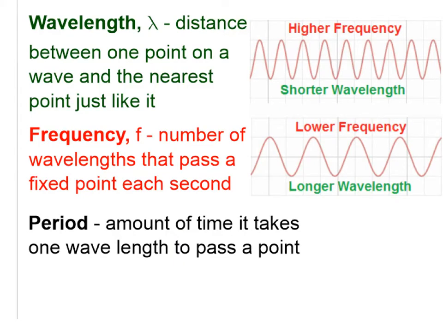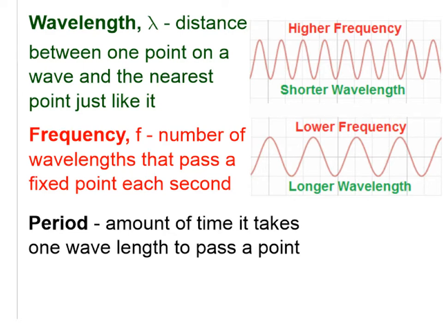So let's review our ideas here. Wavelength is often represented by lambda. It's a Greek letter, and it looks like this, lambda. It is the distance between one point on a wave and the nearest point just like it.